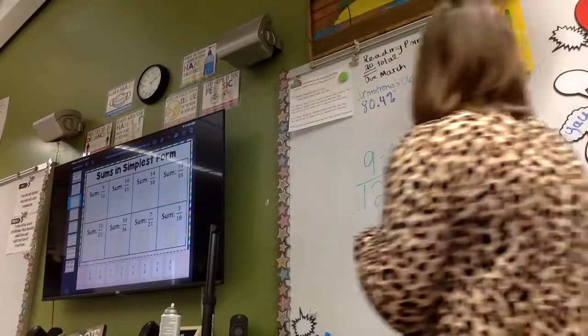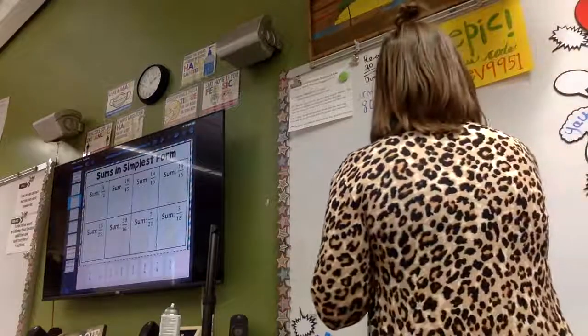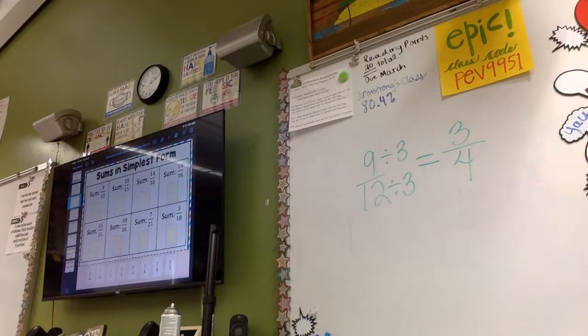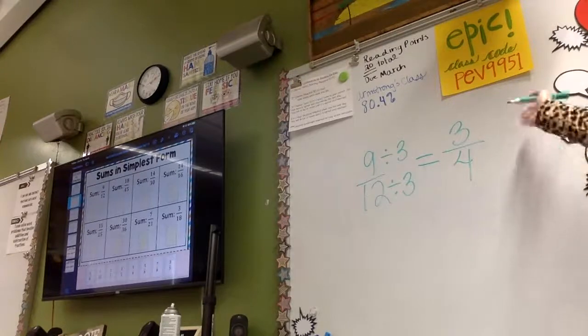And when I do, 9 divided by 3 is what? 3. 12 divided by 3 is what? 4. Can I go any farther? No. Can I do anything else to that? No. So that's my answer.